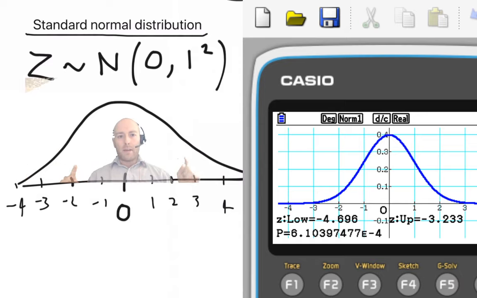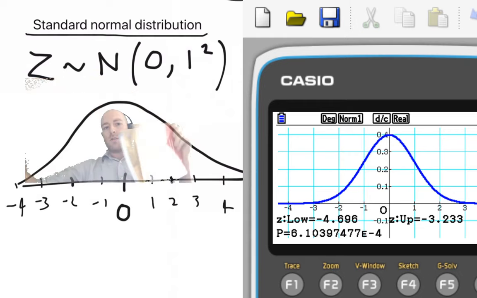Now, what the calculator does is it knows all the percentages for the standard normal distribution. So when you type in values that aren't with a mean of zero and a standard deviation of one, it transforms your distribution into this standard normal distribution and solves it using this distribution. Rob, I'll answer your question at the end to do with that.